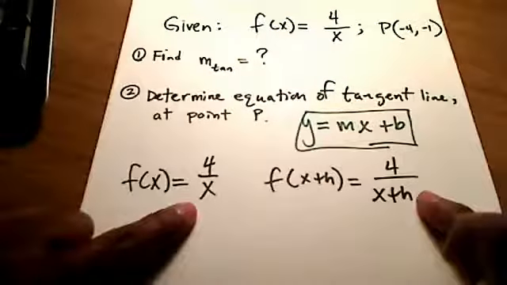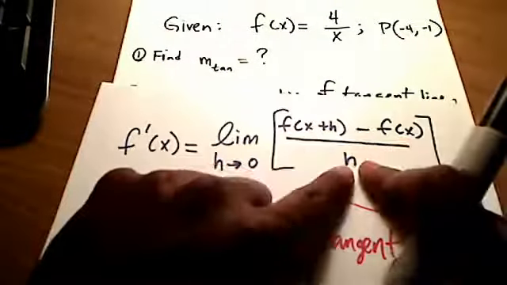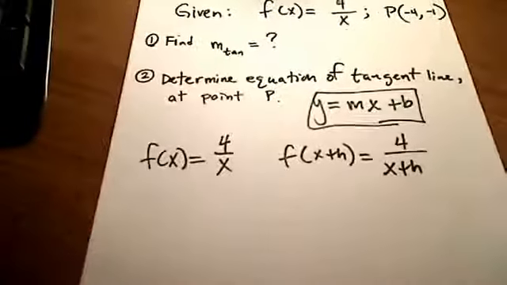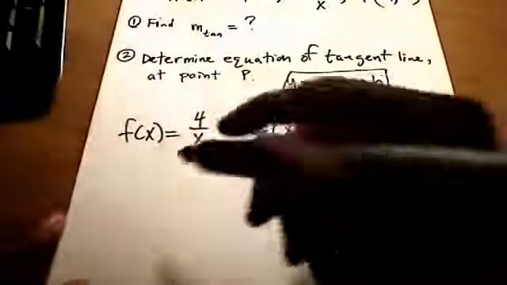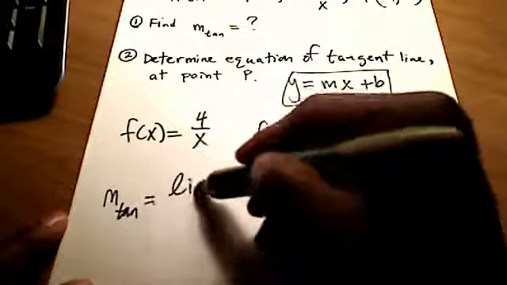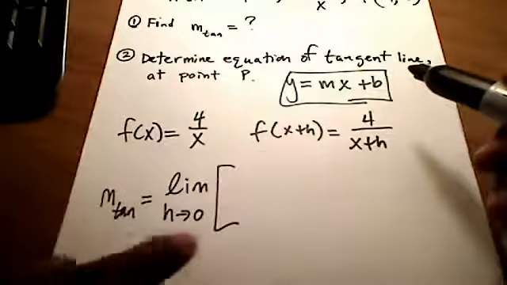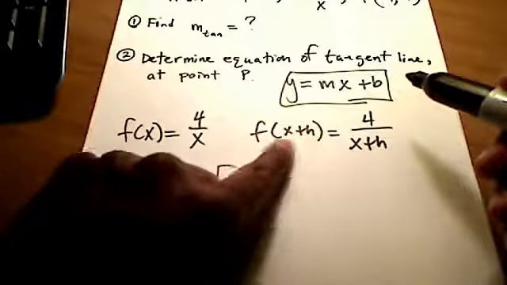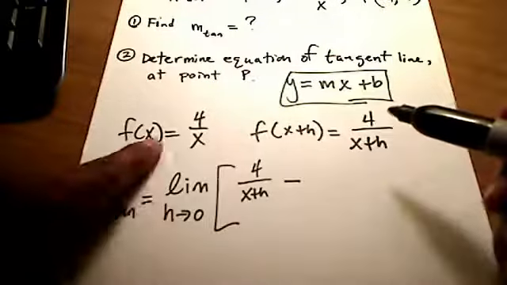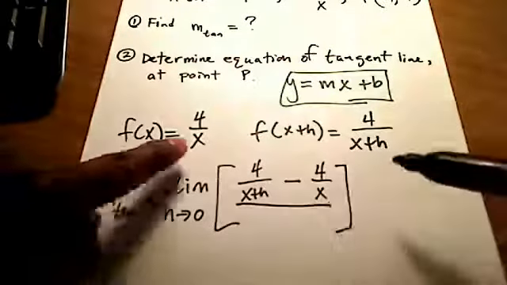So I've got both players now for that formula for my limit here. I've got my f of x plus h, I've got my f of x. I already know what h is, so I'm good to go. I'm going to start filling in this limit. Let me just slide this down so you can see this. I'm going to say that the slope of the tangent line is equal to the limit as h approaches 0 of f of x plus h, that's this function here, which is simply 4 over x plus h, minus my f of x function, which is just 4 over x, all over h.